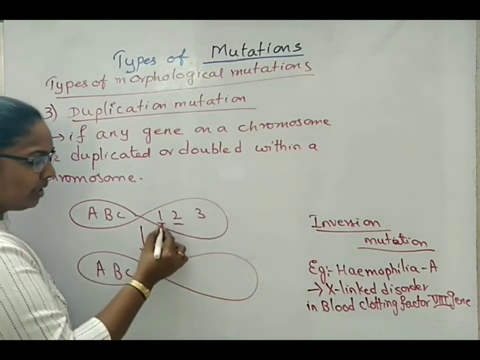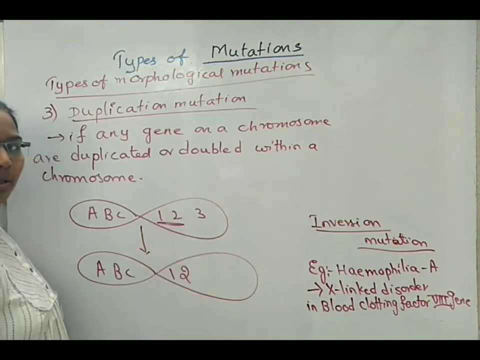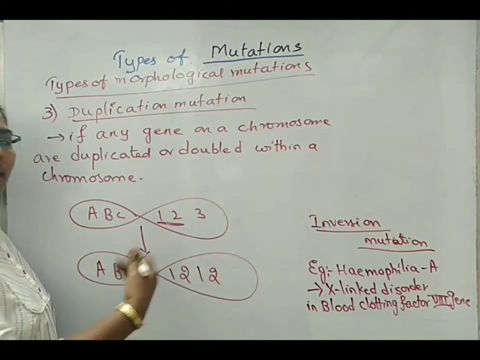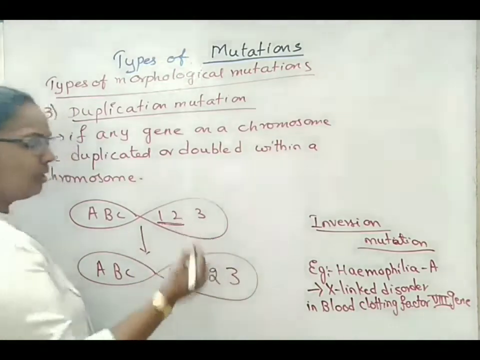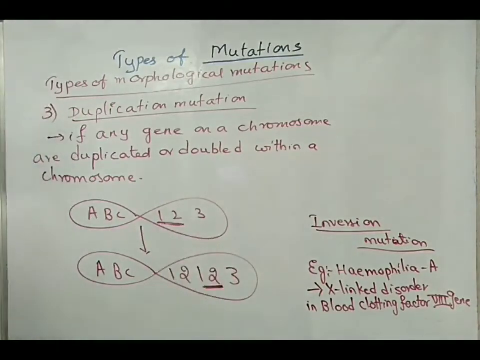So here it will be the same. If these both are duplicated, then 1 and 2 number of loci or genes will be there. Again, since they have been duplicated, another set of the same first gene and second gene also will be present. The third one will be as it is. So we can consider these as the duplicated genes.